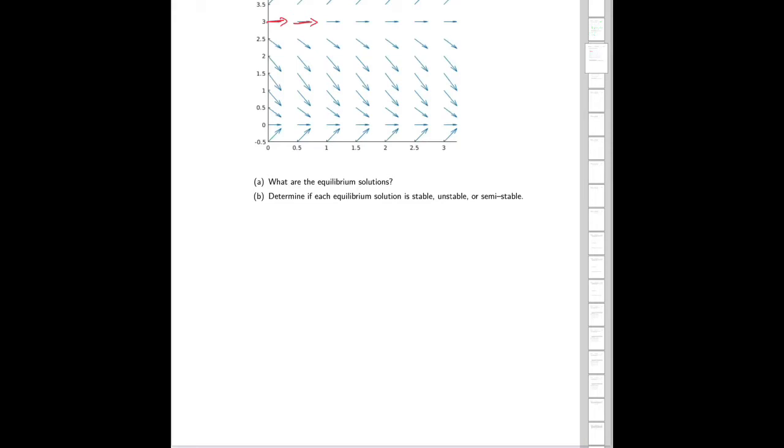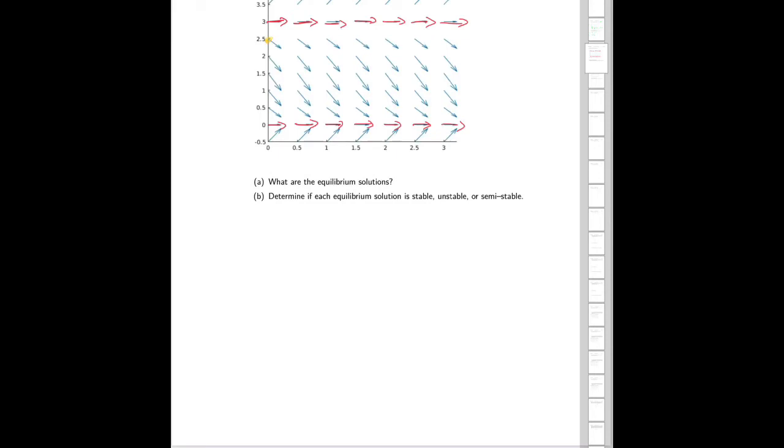Okay, so equilibrium solutions, again, it's going to be where the derivative vector is flat. Remember what we think about the direction fields. Let me say something that's not really related to this problem, but the idea is the vector field lets us tell how the solutions go.